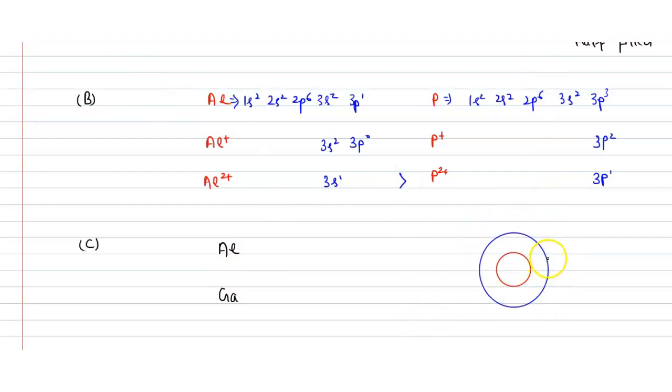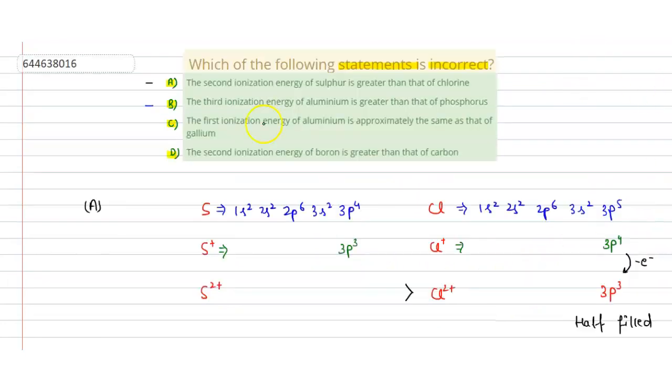Gallium gives up an electron easily, so it has less energy. The ionization energy of gallium is less than aluminium. That means this is not the correct statement, this is the wrong statement. So this is our right answer.